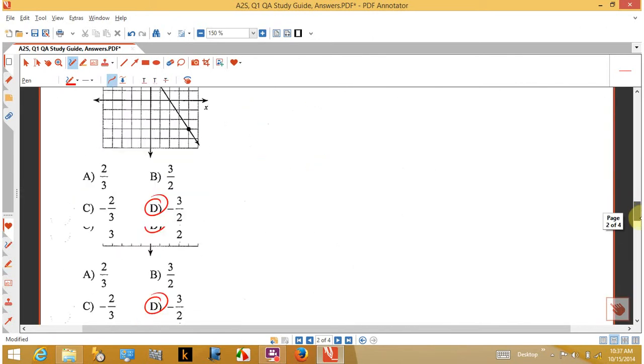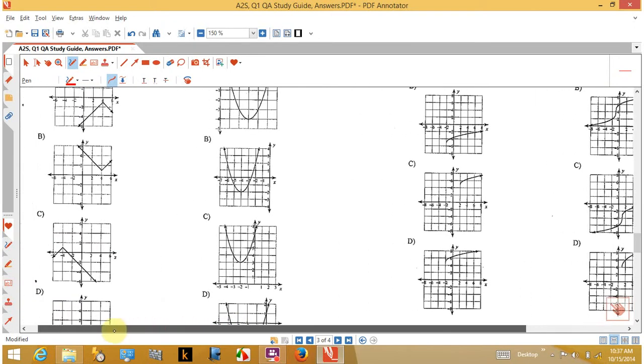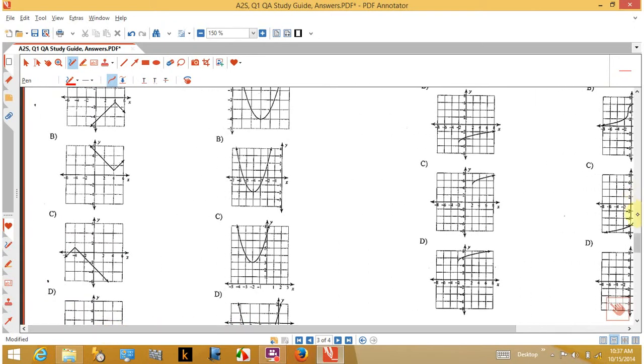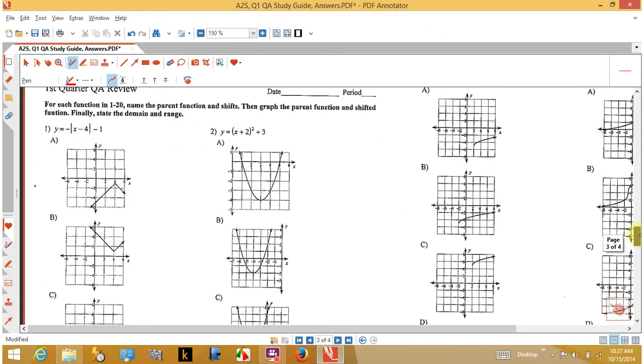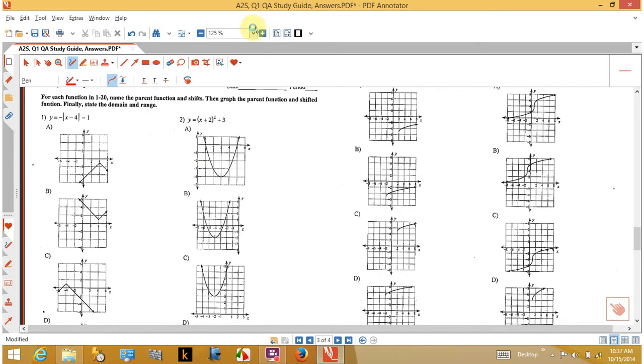Three more problems? Nope. I can't see all those, so I'm going to have to... Still not right.